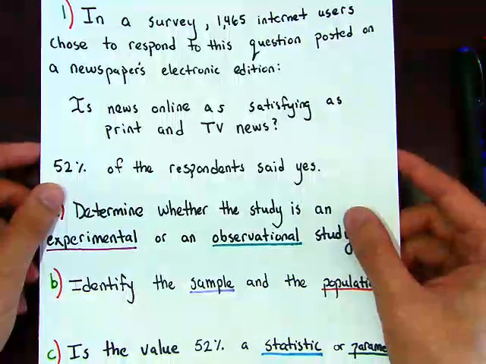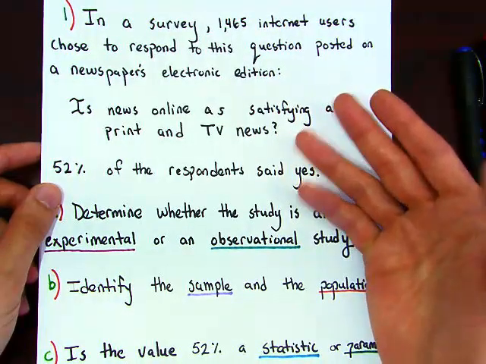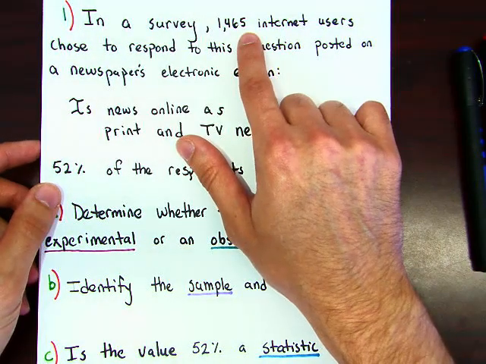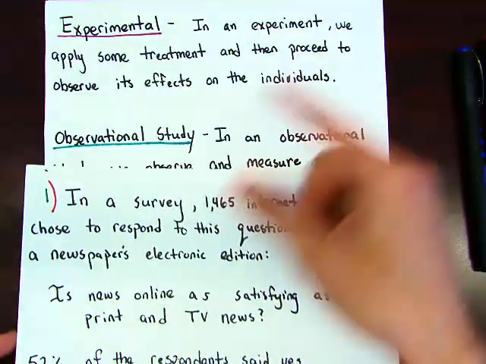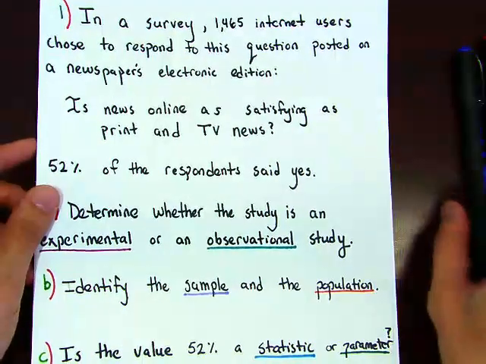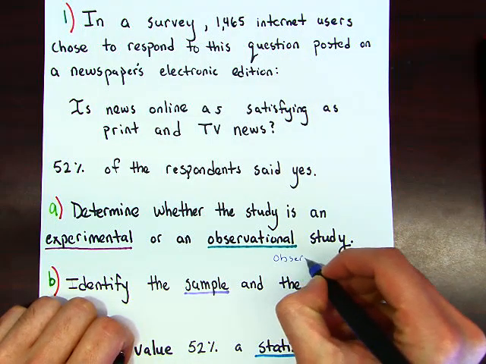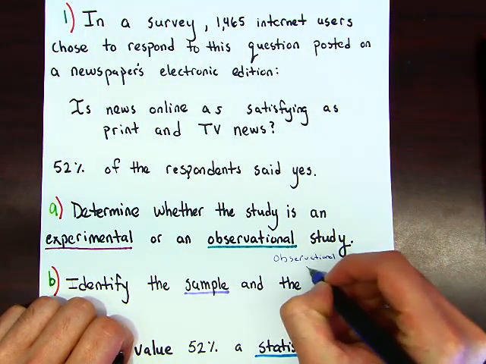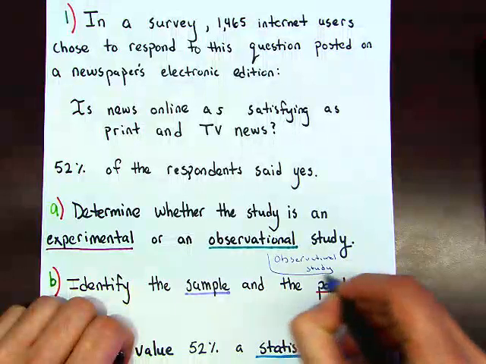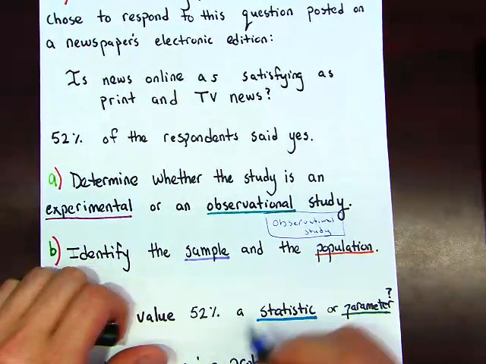If you look at this study over here, notice that the people who are being surveyed are not being given anything. So for this question, it will just be an observational study. Okay, this will be your solution for letter A. What about the next one?